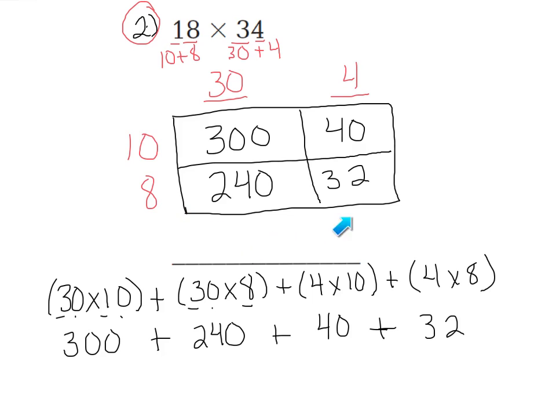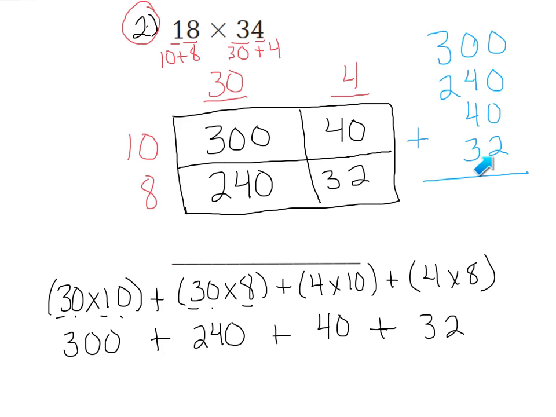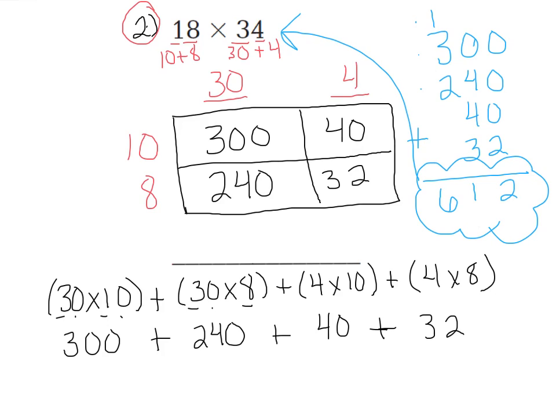Now, what do you think we're going to do with all these partial products? You guessed it, we're going to add them. I'm going to write my addition problem down the side. Okay, let's add. Now I know that if I have 0 plus 2, well that's 2. Now I have 4 plus 4 is 8. 8 plus 3 is 11. Drop your 1, regroup your other 1 for your 11. 1 plus 3 is 4. 4 plus 2 is 6. So our final product is 612. That is the answer to 18 times 34.